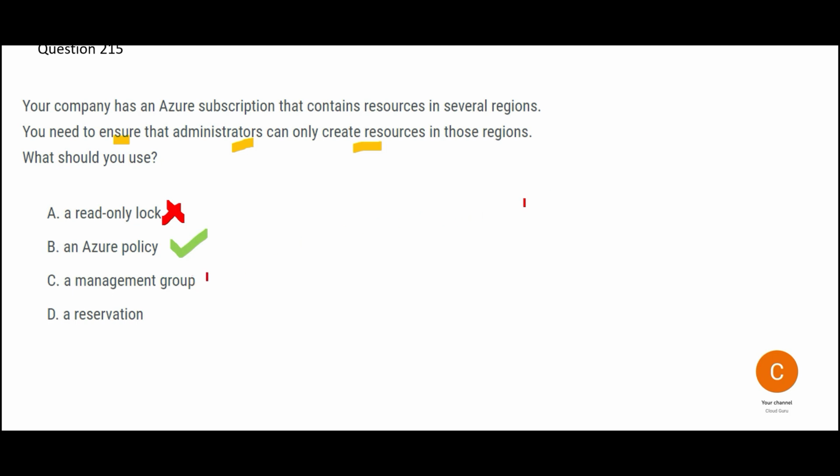Now let us look at management group. Management group is above subscriptions in terms of hierarchy. It is a logical entity. If you want to manage a group of subscriptions, you can create a management group. Does the question tell you that you have to manage a group of subscriptions? No, right? So C is wrong.